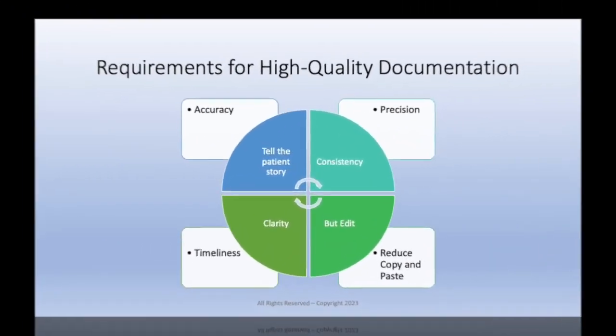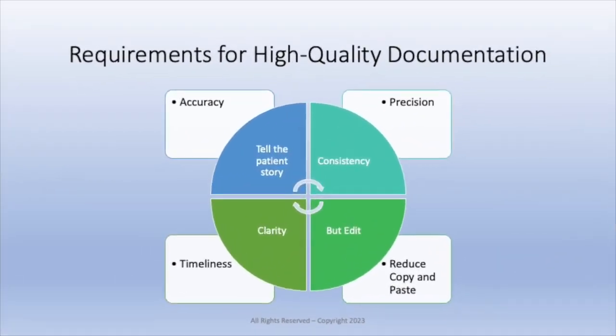In reality, there are 4 simple requirements for high-quality documentation. Number 1 is accuracy. The key factor is to tell the patient's story and to tell it as it occurs with as much detail as possible that is pertinent to what is going on. And that leads to the second requirement, and that is precision. And the documentation must be precise without any errors or exaggerations or deficiencies, and it must be consistent.